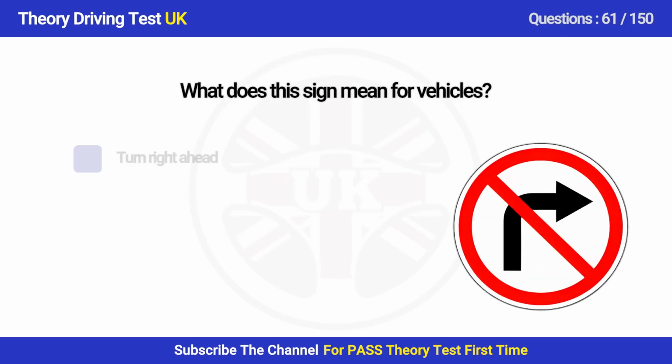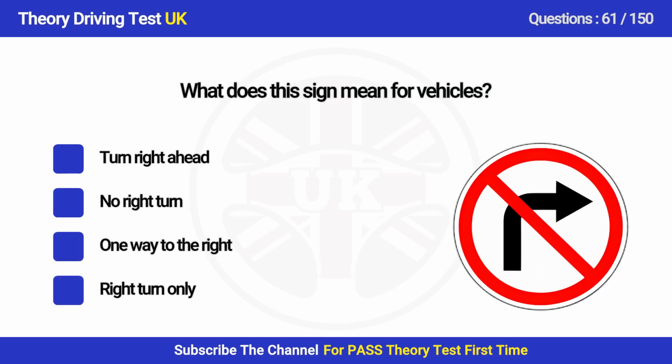Question 61. What does this sign mean for vehicles? A. Turn right ahead. B. No right turn. C. One way to the right. D. Right turn only.